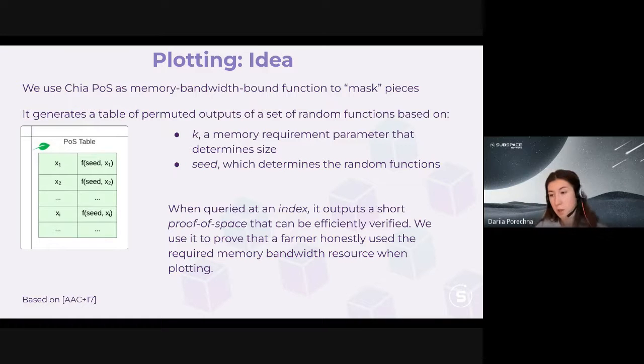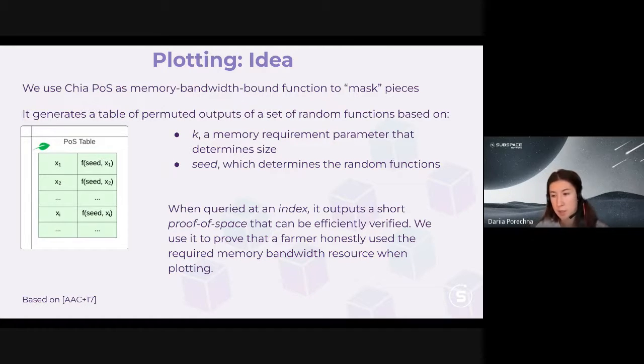So in short, this proof of space generates a table of permuted outputs of some random functions. I'm not going to go into a lot of detail about what it does. You could just treat it as a black box, just a table of a lot of values. The table depends on two things: a memory requirement parameter that will determine the size of the table and the amount of memory that the farmer has to spend to create it, and a seed, which is going to determine the random function and ultimately the values in the table.